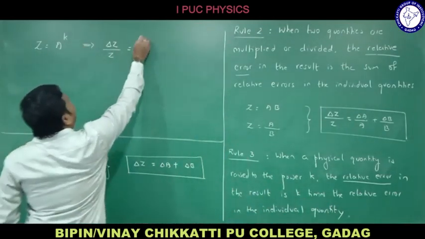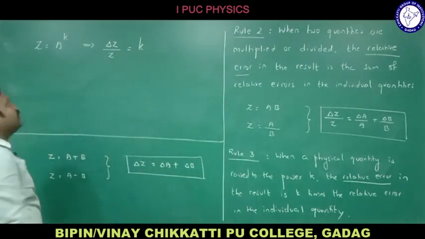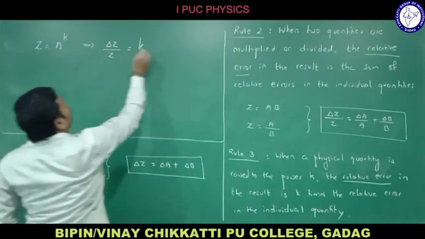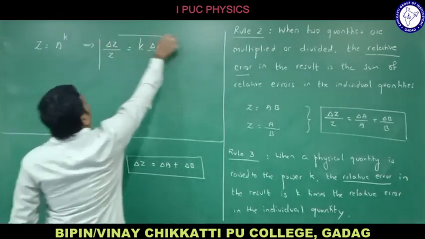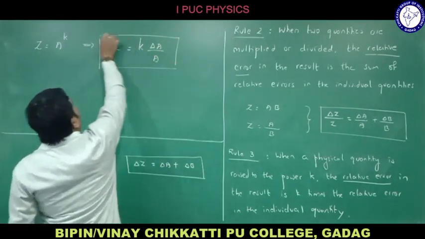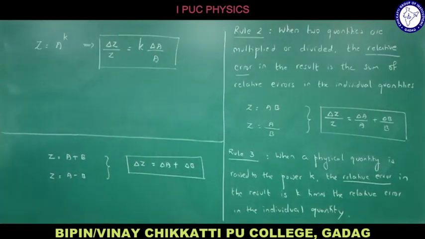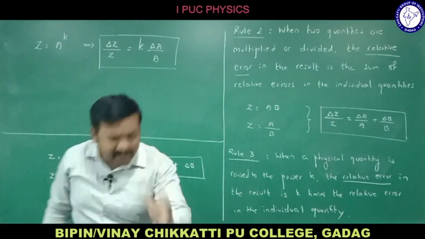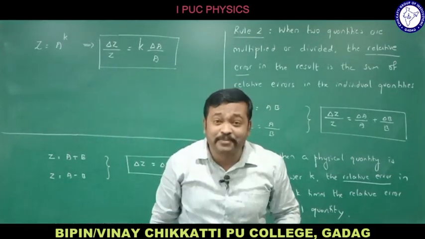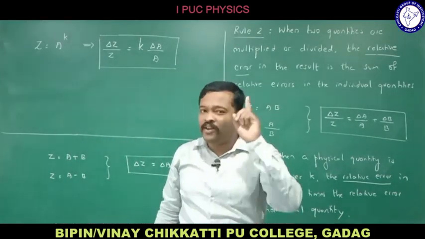If it is power k, we need to write k times the relative error in the individual quantity, that is delta A divided by A. This is rule number 3. So do you understand what is rule number 3? Whenever there is a physical quantity which is raised to the power k, then the relative error in the result is k times the relative error in the individual quantity.